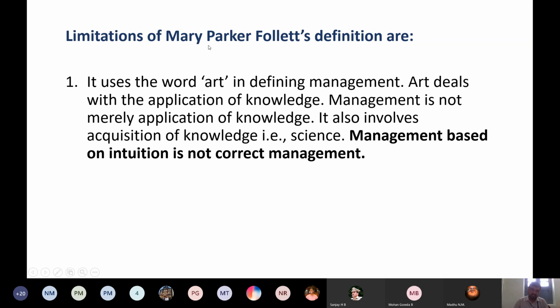So the limitations of Mary Parker's definition are, it uses the word art in defining management. Art deals with the application of knowledge. Management is not merely application of knowledge. There is application of knowledge, but that is not enough. Management also involves acquisition of knowledge, that is science. Management based on intuition is not correct management.